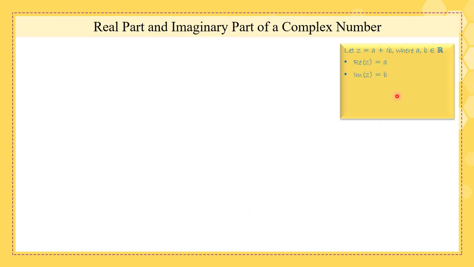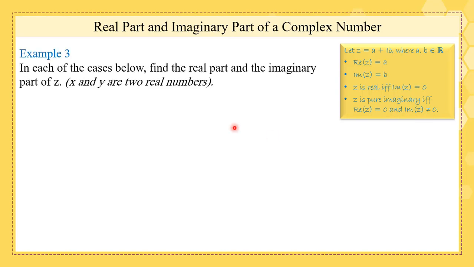So till now, the real part of z is a, the imaginary part is b. z is real if and only if its imaginary part is 0, whereas z is pure imaginary if and only if its real part is 0 and its imaginary part is never 0. Let's see this example. In each of the following cases, we need to find the real part and the imaginary part of z. So we need to specify the real part and the imaginary part. And in case we have x and y, remember that they are two real numbers. This is z. Try to find the real part and the imaginary part. Remember to write z in algebraic form first in order to tell.